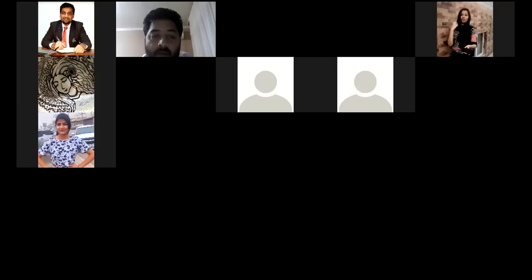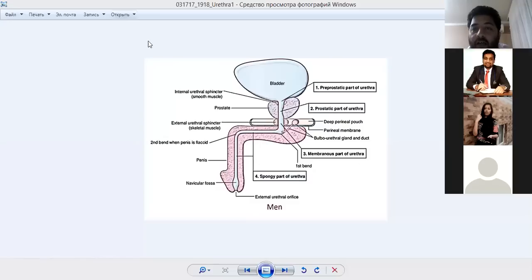Okay, I now stop this demonstration and I want to show you a good picture, not like my picture. Can you see this picture, everyone? Yes, sir. Okay, now see here. Is the internal urethral sphincter under your control? No, sir, it is not under your control. L1 sympathetic fibers.